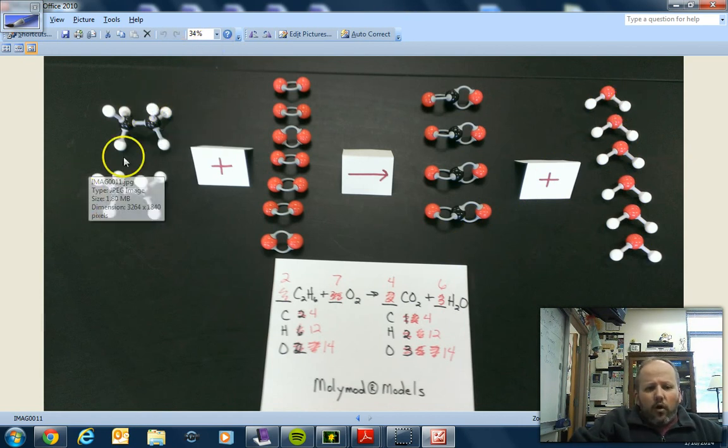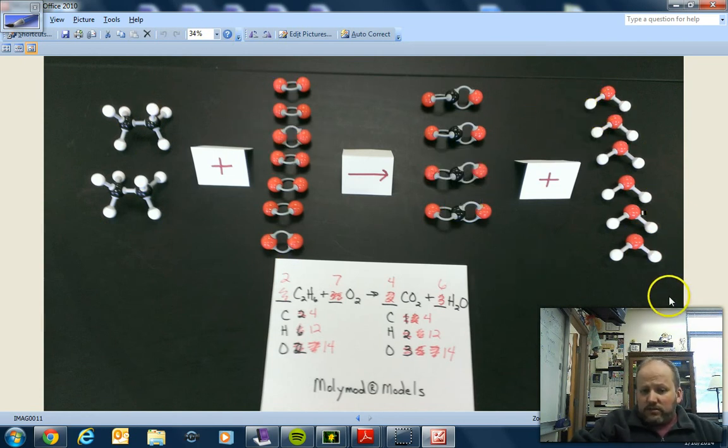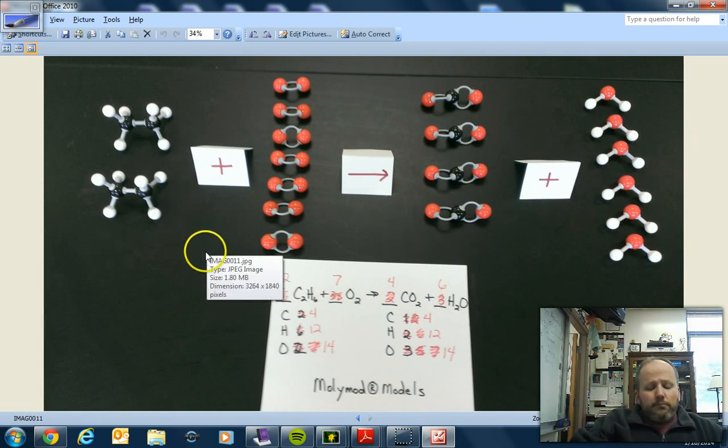There are 4 black carbons on each side. There are 12 white hydrogens on each side, and there are 14 red oxygens on each side. If we had 1s out in front of all those, this would not even be close to balanced. But once we put and balance this equation, you can see why everything works out.